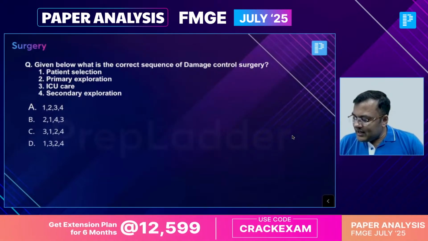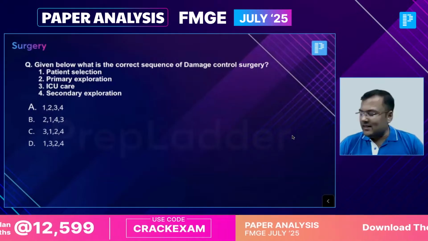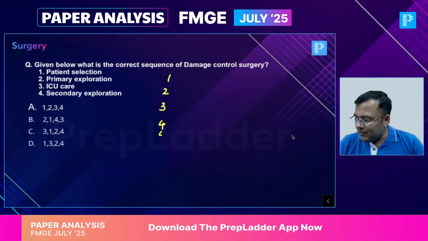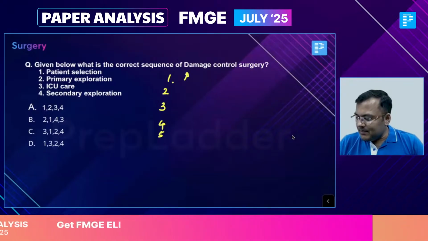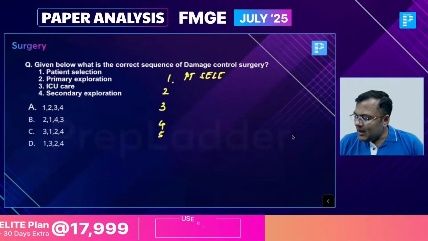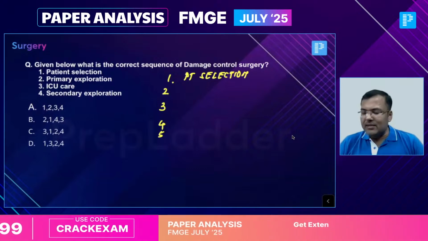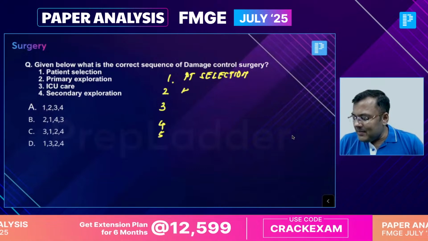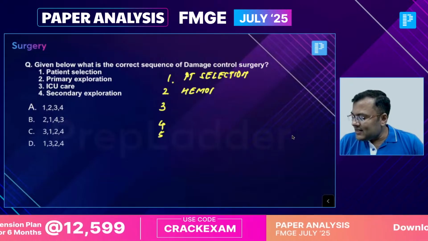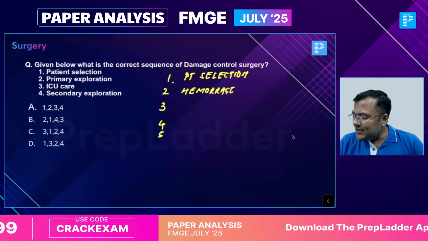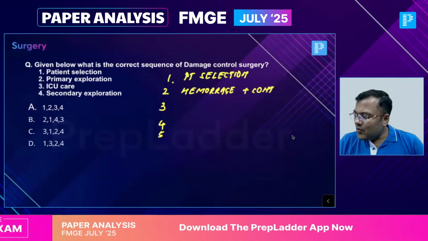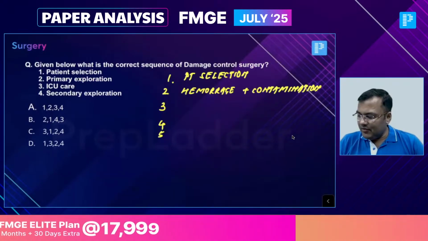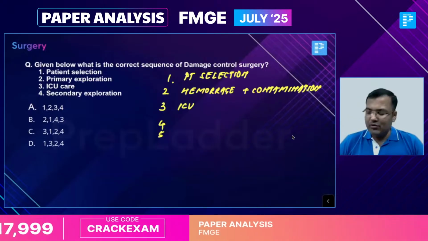Given below, what is the correct sequence of damage control surgery? How many stages are there in damage control surgery? There are 5 stages. What is the first stage? First stage is patient selection. After patient selection, what do we do? We take the patient to the emergency operating room and control the hemorrhage and contamination. So the second stage is control of hemorrhage and contamination. What is the third stage? We take the patient for ICU resuscitation for 48 hours.